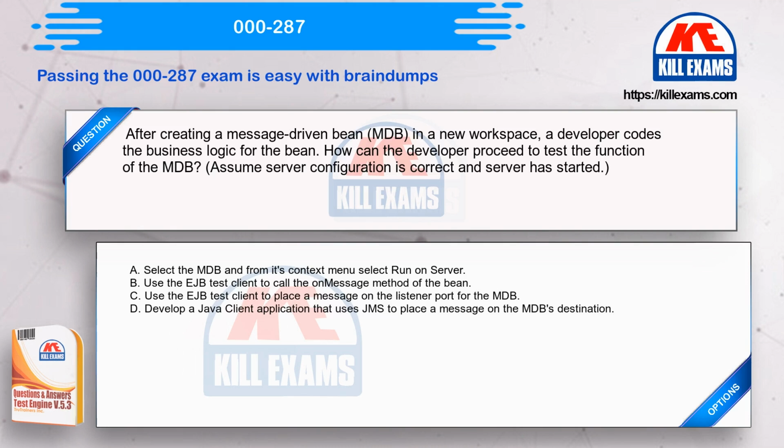Option A. Select the MDB and from its context menu select Run on Server. Option B. Use the EJB test client to call the onMessage method of the bean. Option C. Use the EJB test client to place a message on the listener port for the MDB. Option D. Develop a Java client application that uses JMS to place a message on the MDB's destination.